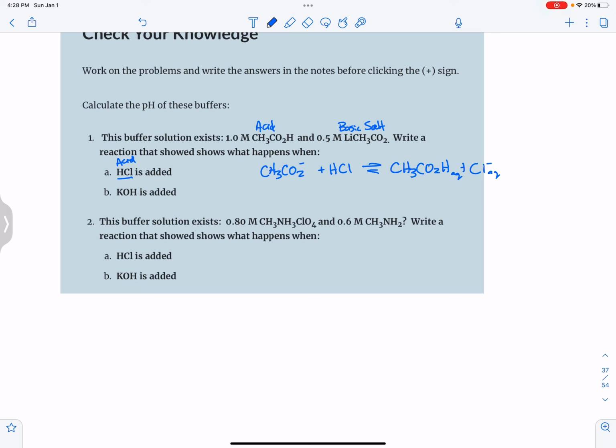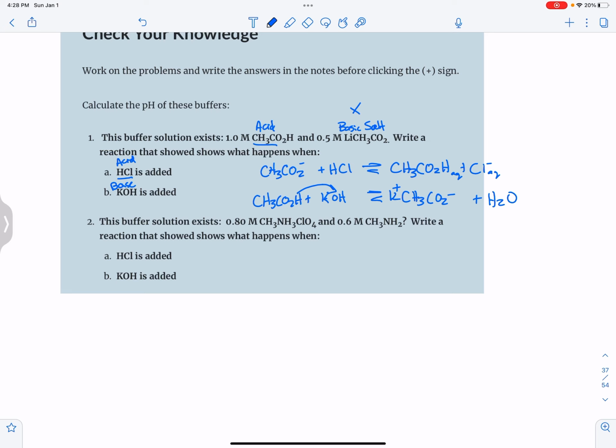So the next one, this is a base that I'm adding, right? So a base is not going to be interested in the basic salt. It's going to be interested in the acid. So CH3CO2H plus a base is going to make CH3CO2 minus. The K is going to join over to that one to charge balance it. And then we'll have water, basically.